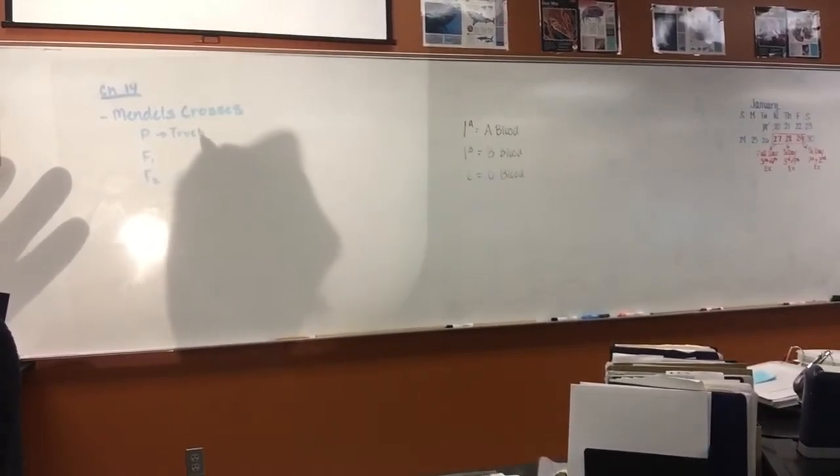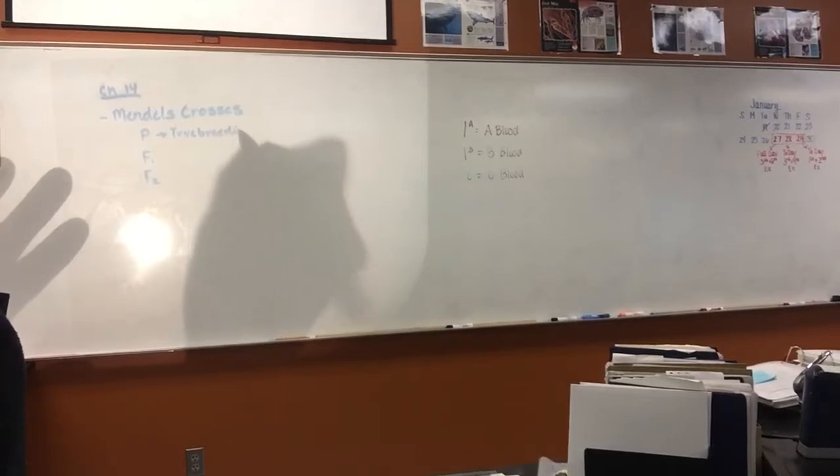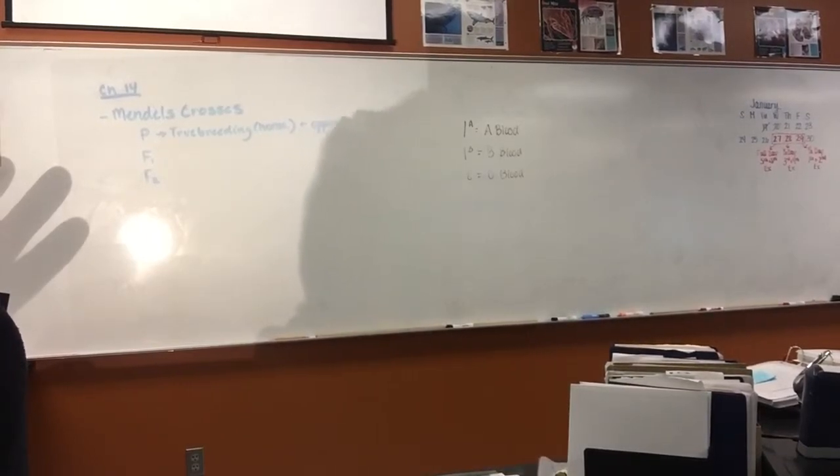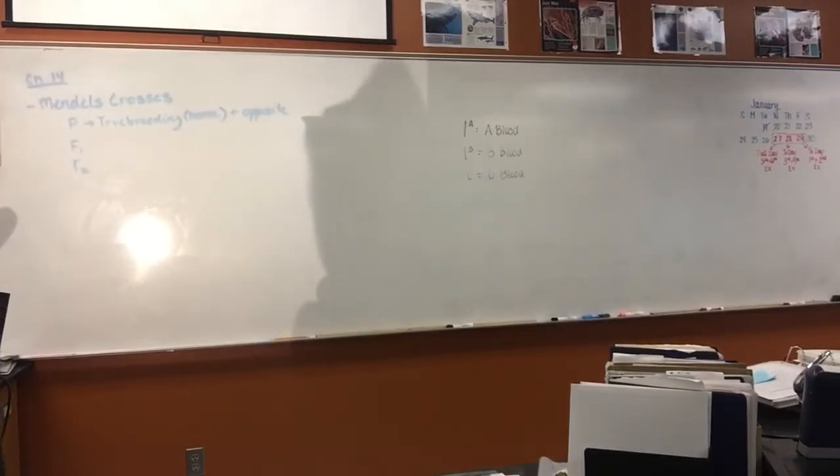He said his P generation was true breeding. What's another way to say that? Homozygous, right? So they're homozygous and opposite. They had opposite, the parents, opposite versions of the trait. Of whatever trait he was talking about.